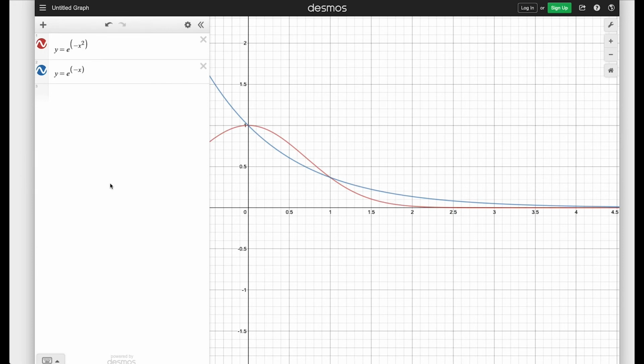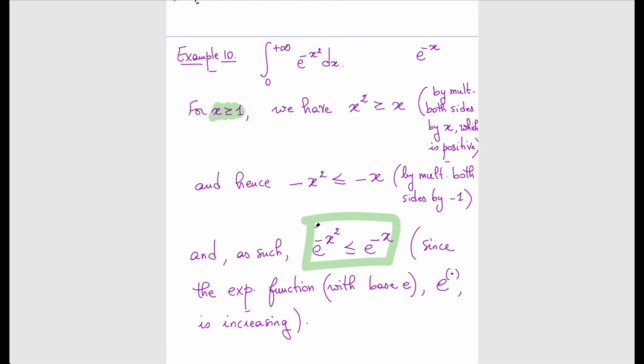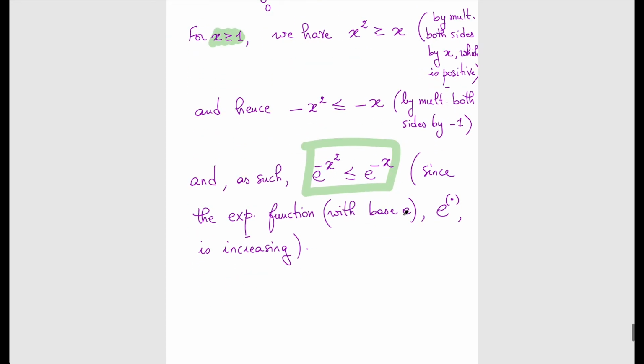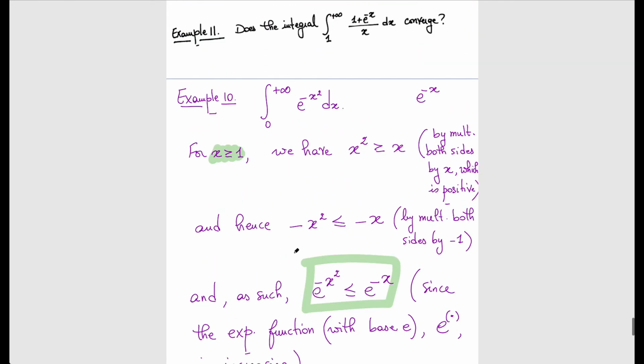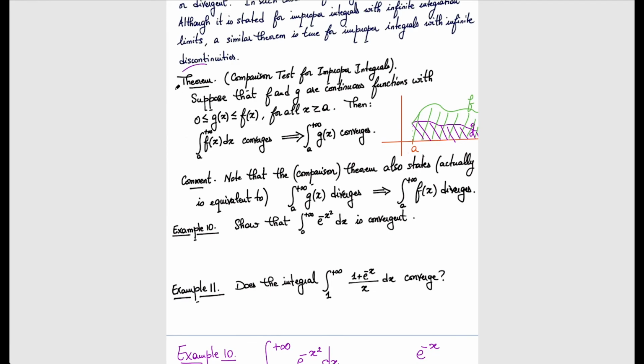We sensed it using the graph, but definitely this algebraic discussion makes it correct. All right, so from 1 onward we have this domination, which means, therefore, by the previous theorem, right? What do I mean by previous theorem? This one. By the comparison test for improper integrals, the f function, the top function, is e to power negative x, and the purple function is e to power negative x squared, correct?